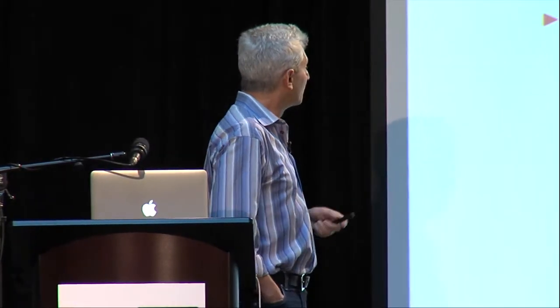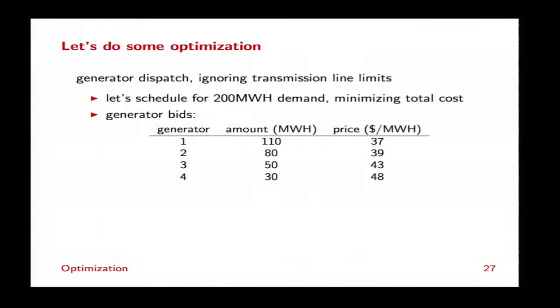So, okay. So it's time to actually do some optimization. We're going to do some. So, all right. We're going to do generator dispatch. And we want to schedule for 200 megawatt hours of demand. And we want to minimize total cost. We have 4 generators. Each one will generate up to this amount over this hour. And that's the price. So it's $37, 39, 43, 48. Okay? And what's the answer? What should you do here?